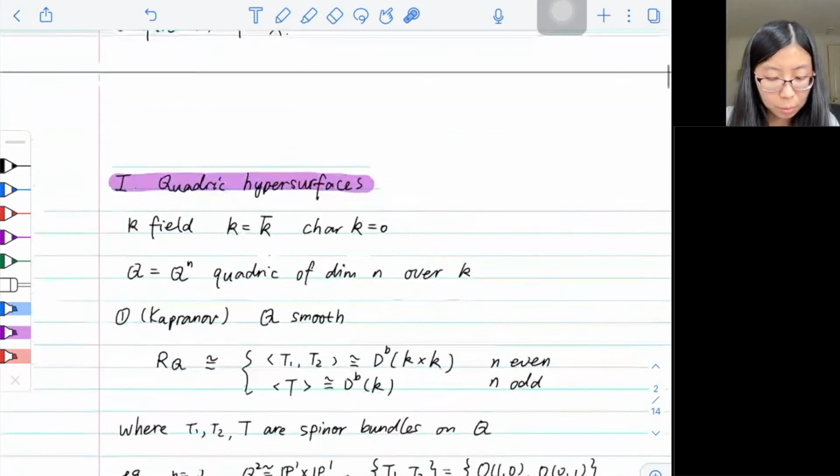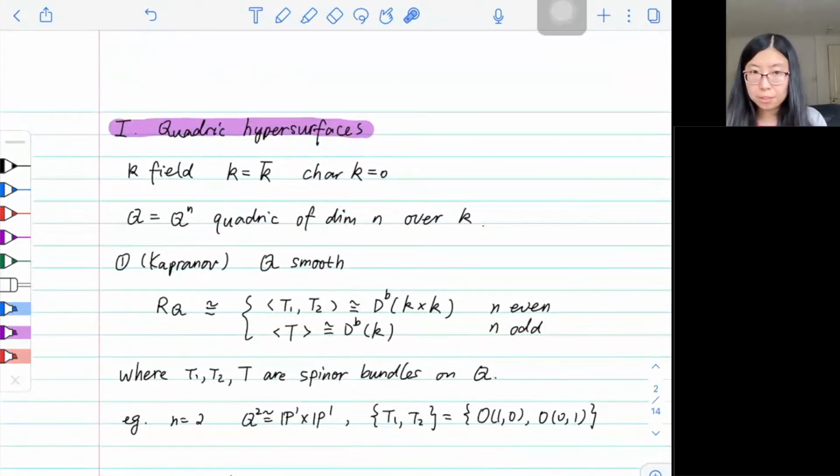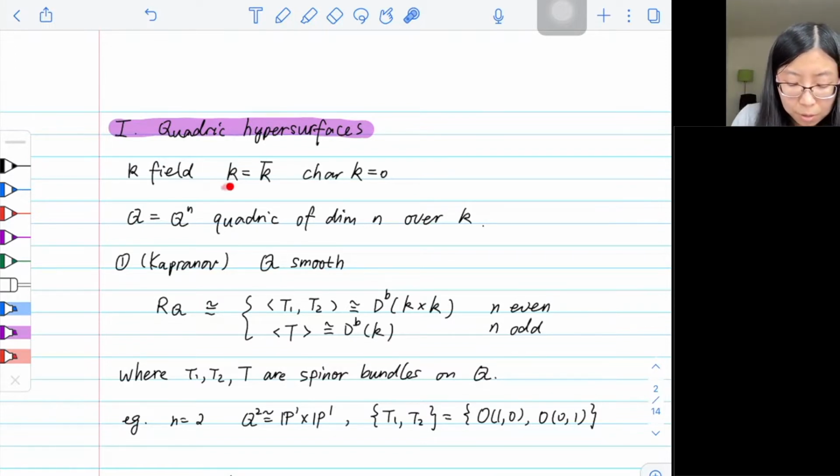Okay, so before we talk about the families of quadrics, let's first look at a single quadric hypersurface, to get a sense of what you should expect for the residual category. To make things simple, let's assume the base field is algebraically closed and of characteristic 0. Then let Q be a quadric hypersurface of dimension n over the base field.